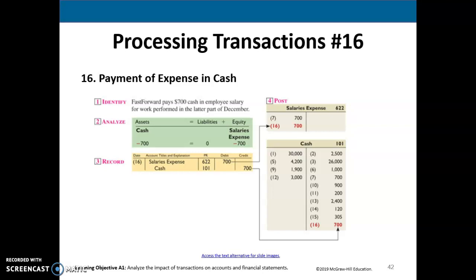The last transaction is just showing us that we have a payment of expense in cash. So again, we have a salaries expense. Salaries expense is increasing, so we're going to debit. Cash is decreasing, so we're going to credit.